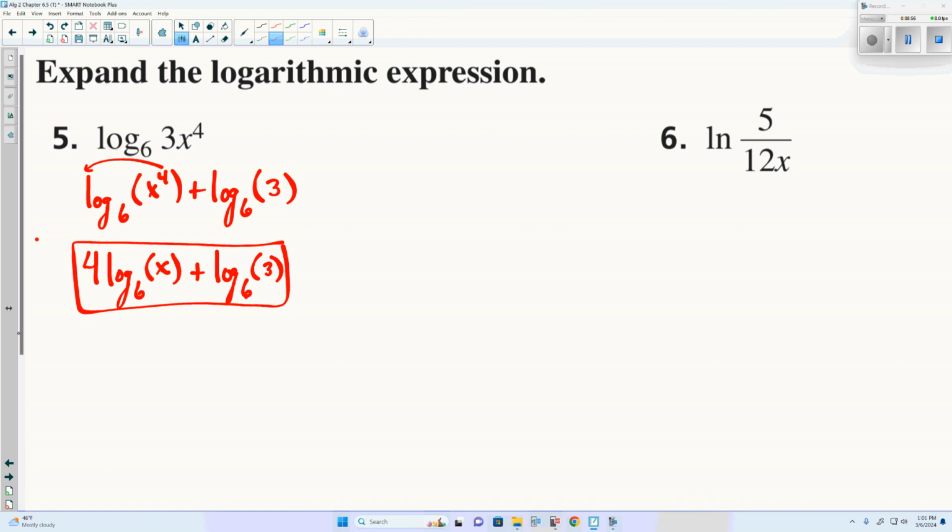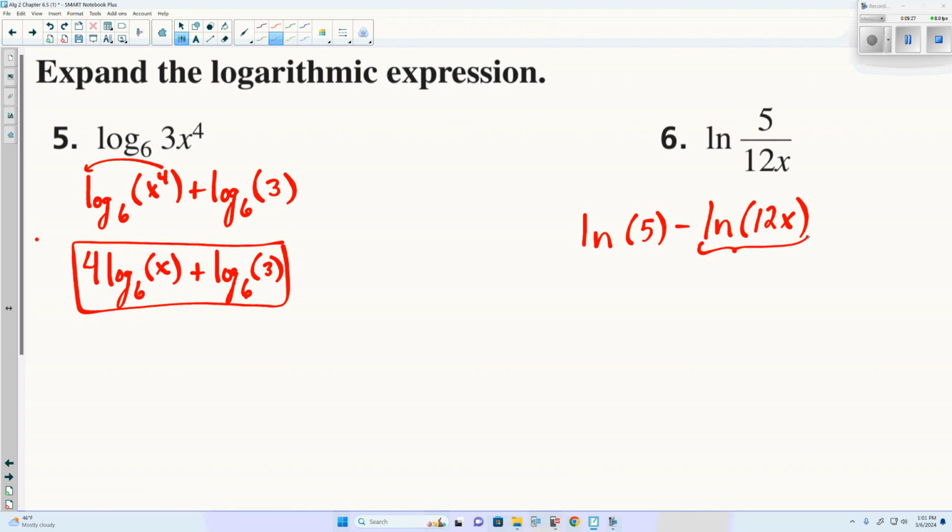Natural log of 5 over 12x should be natural log of 5 minus natural log of 12 minus natural log of x. Yes, because if we broke it all the way down, that would be it. Using the quotient property, we say natural log of 5 minus natural log of 12x. And if you wanted to break it all the way down like that, yes, that works just fine.